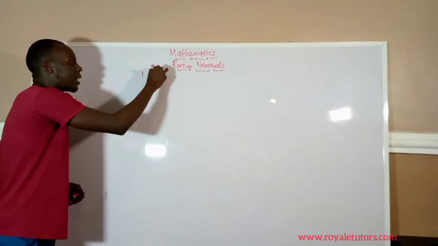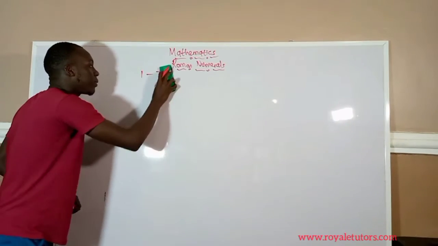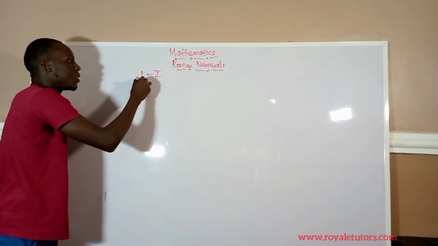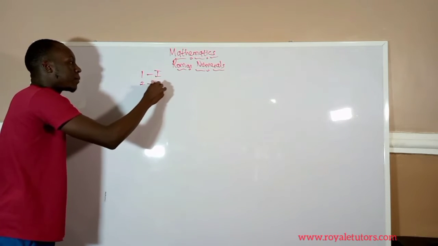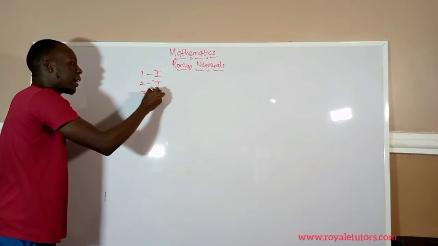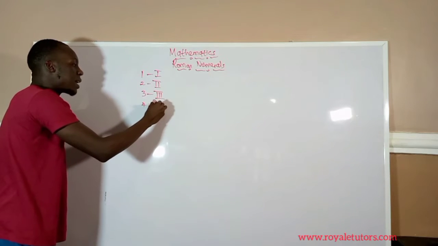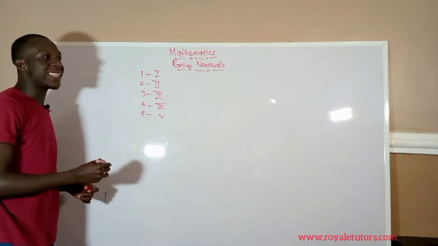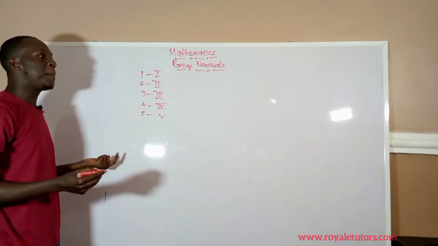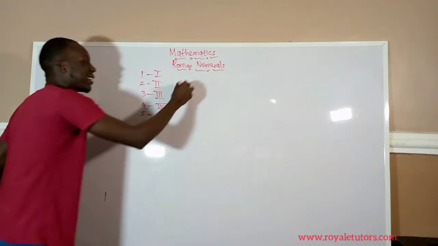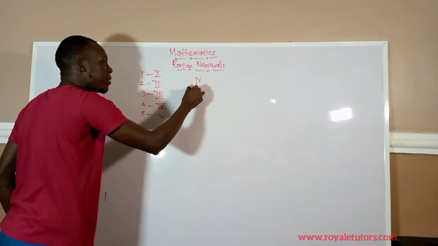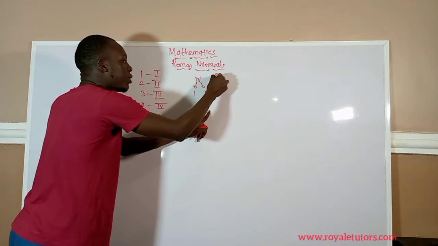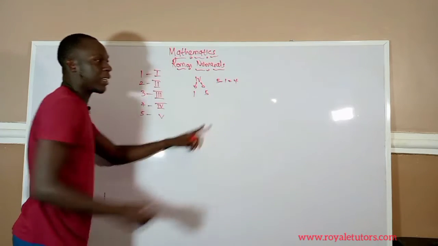One simply refers to as I, 2 is II, 3 is III, then 4 is IV. 5 is V. Anytime you have a smaller number before a bigger one, what do you do? You subtract. Looking at IV, I means 1 and V means 5. Now, 1 is before 5, so you simply subtract 5 minus 1 and you get 4.